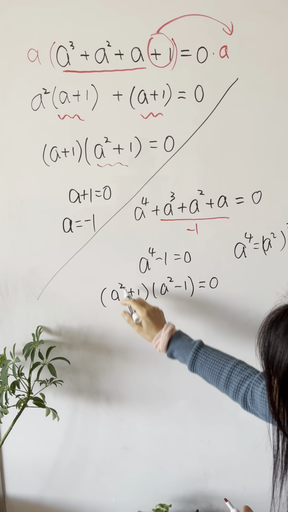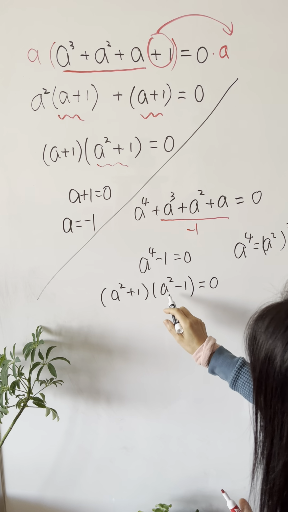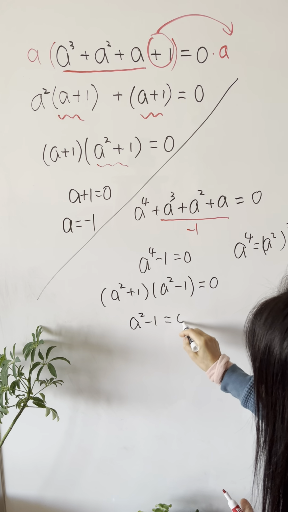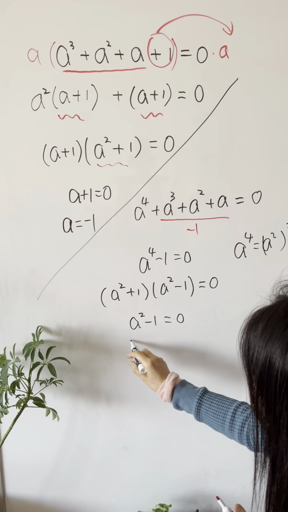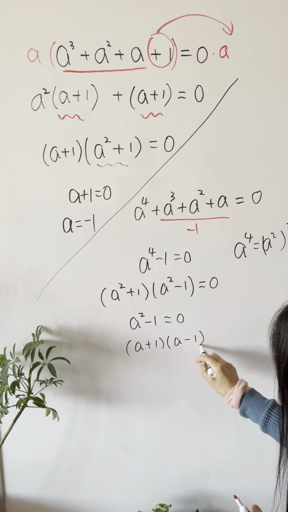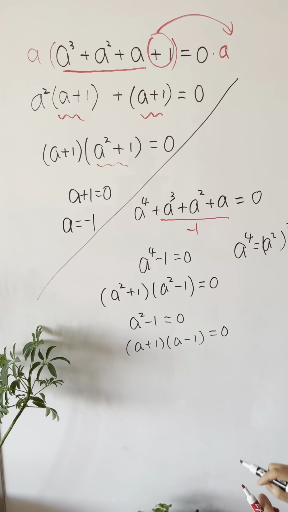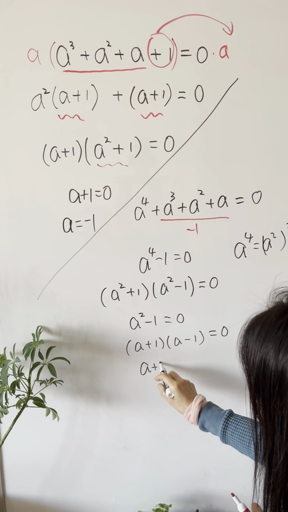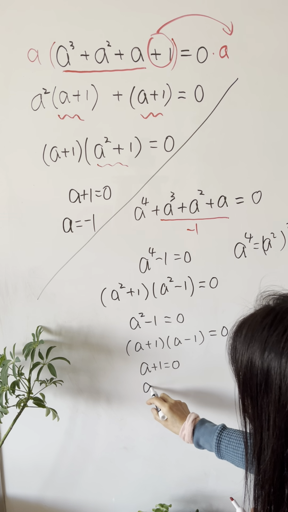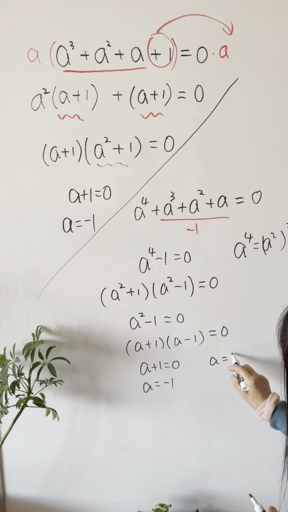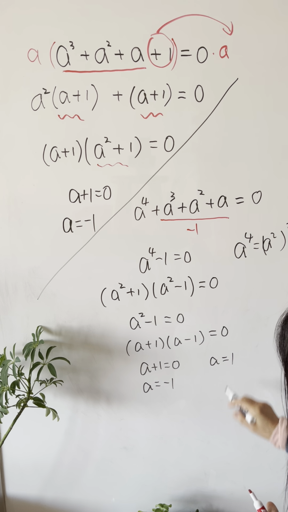Right? This one cannot be 0, same reason. So that means this one can be 0. A squared minus 1 is 0. The difference of two squares can be written as a plus 1, a minus 1 equals 0. So in this case, a plus 1 can be 0, so a equals -1, or a minus 1 can be 0, which means a equals 1.